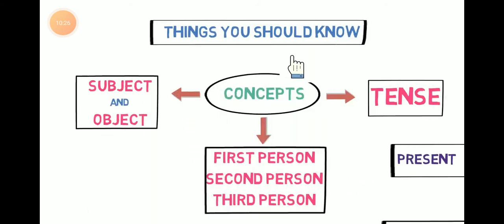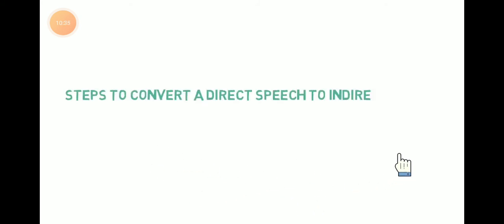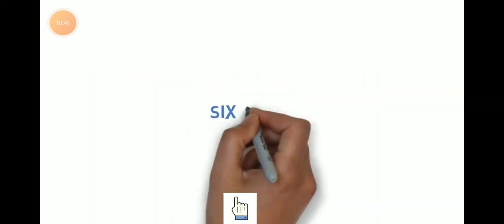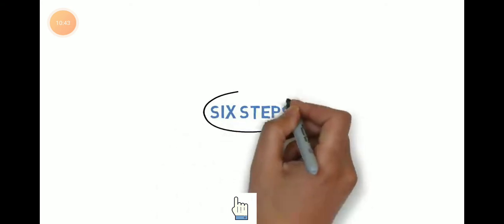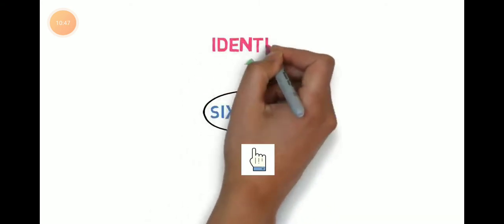So here, the things you should know, we have revised this one: tense, first person, second person, third person, and the first beginning one, subject and object. So these are the things we should know while converting direct speech into indirect speech. Okay, now students, let's quickly revise the 6 steps we have to take care of.